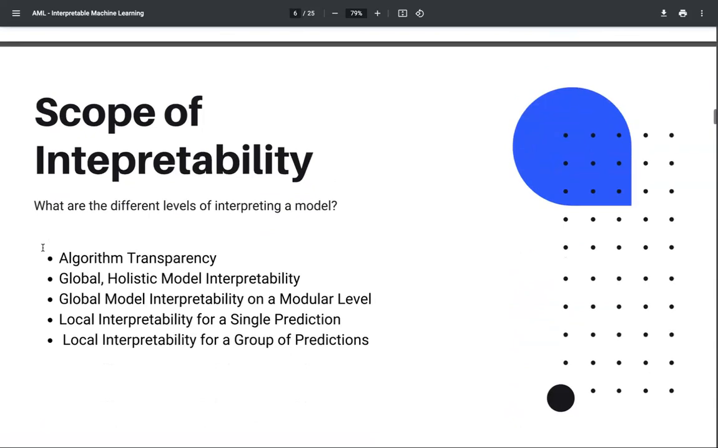Now, the scopes of interpretability: there are three major levels, and then there are two local levels of performing this interpretability. So the first level is the scope of interpretability. And if we go back quickly, let me just stop sharing and maybe bring that book also here, because it's a pretty interesting book, as we said.